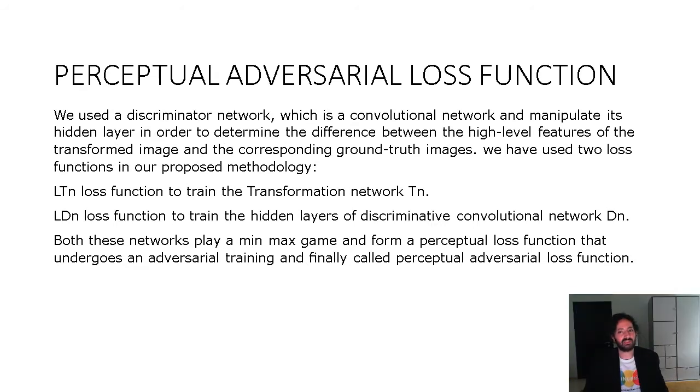So for the perceptual adversarial loss function, we used a discriminator network, which is a convolutional network, and manipulate its hidden layer in order to determine the difference between a high-level feature of a transformed image and the corresponding ground truth image. We have used two loss functions in our proposed methodology. First, a transformation loss network to train the transformation network. Secondly, we have the loss of a discriminator network to train the hidden layer of a discriminator convolutional network, DN. Both of these play a min-max game and form a perceptual loss function that undergoes adversarial training, and finally is called perceptual adversarial loss.